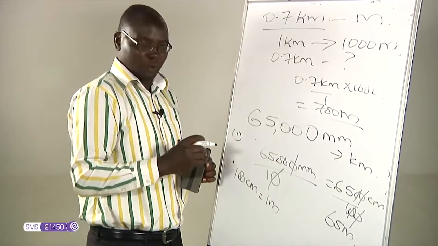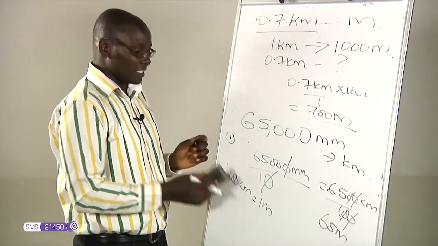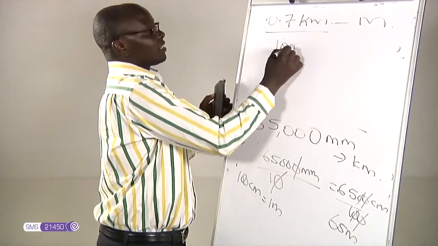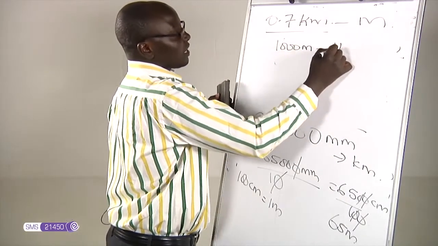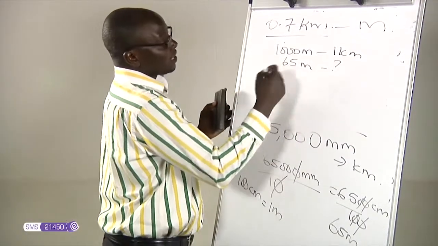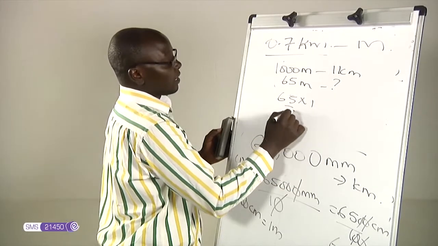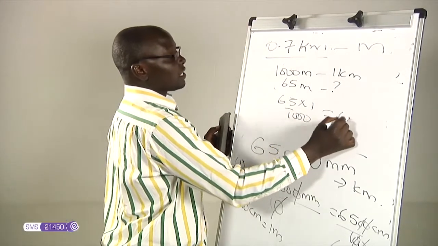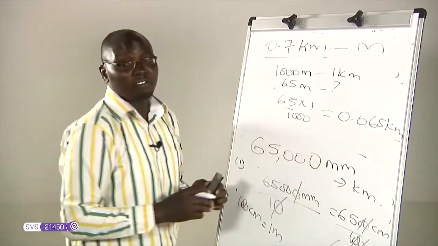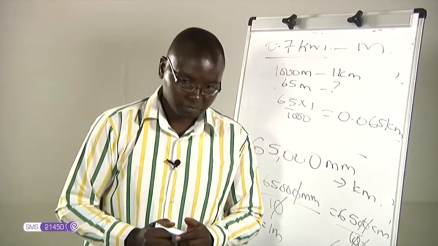We need to convert this one now into kilometers. So again, we ask ourselves, what is the link between these two? 1,000 meters is equal to 1 kilometer. What about now 65 meters? It will be how much? We cross multiply, or rather we divide this by 1,000. We multiply by 1 divided by 1,000. We get 0.065 kilometers. So conversion of units of length is really not a big challenge.